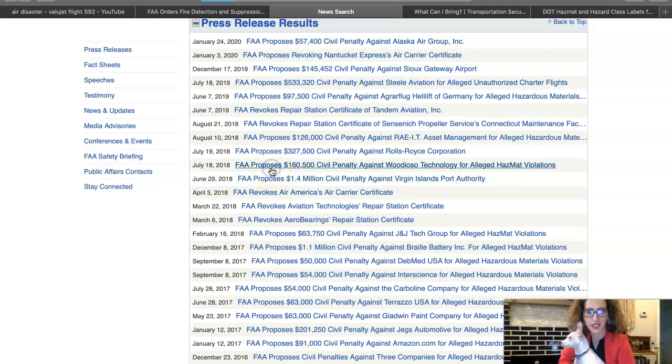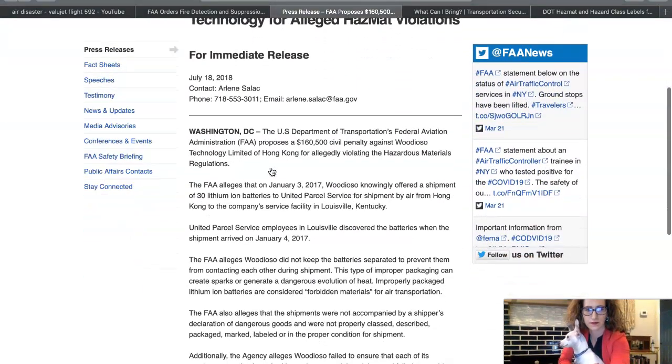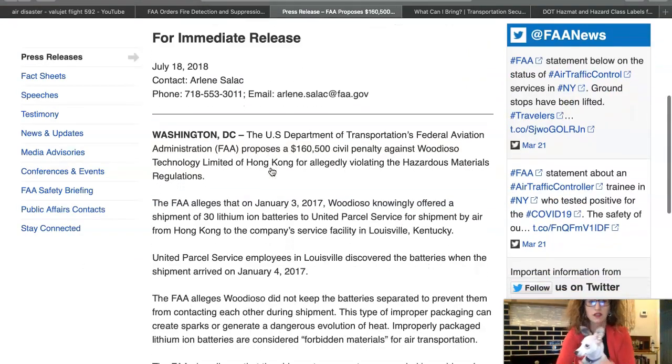$160,500 fine, July 18th, 2018. Let's see. So a proposed $160,005 penalty against this company of Hong Kong for allegedly violating the regulations. It says that they knowingly offered a shipment of 30 lithium-ion batteries to UPS for shipment by air from Hong Kong to the company's service facilities in Louisville, Kentucky.